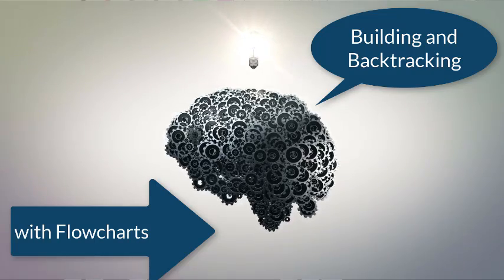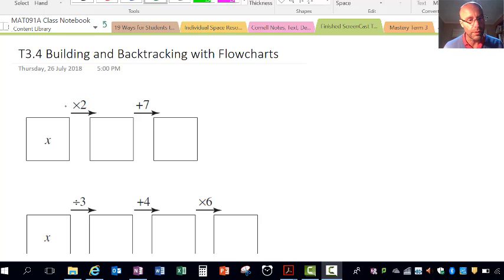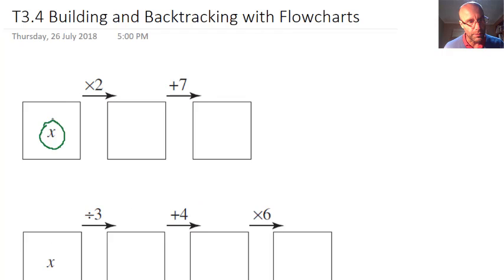We're building and backtracking with flowcharts, and you can see here we've got some flowcharts with some empty squares and we've got to fill them in. What we do is we start here at X and we multiply by 2. You can see the arrows tell us to go to the right, and that would be X times 2. And you should know by now that we call that 2X. Then the next step is to add 7, and that expression would be called 2X plus 7.